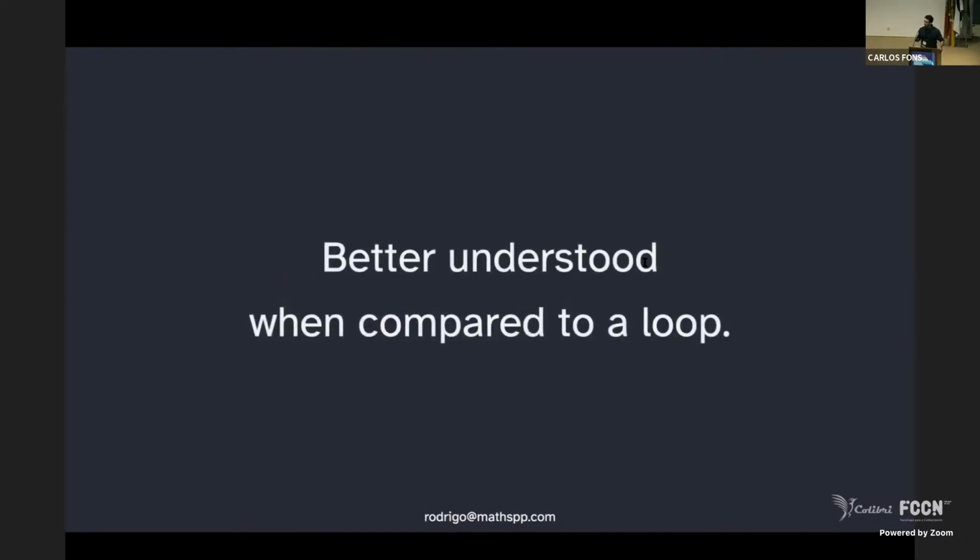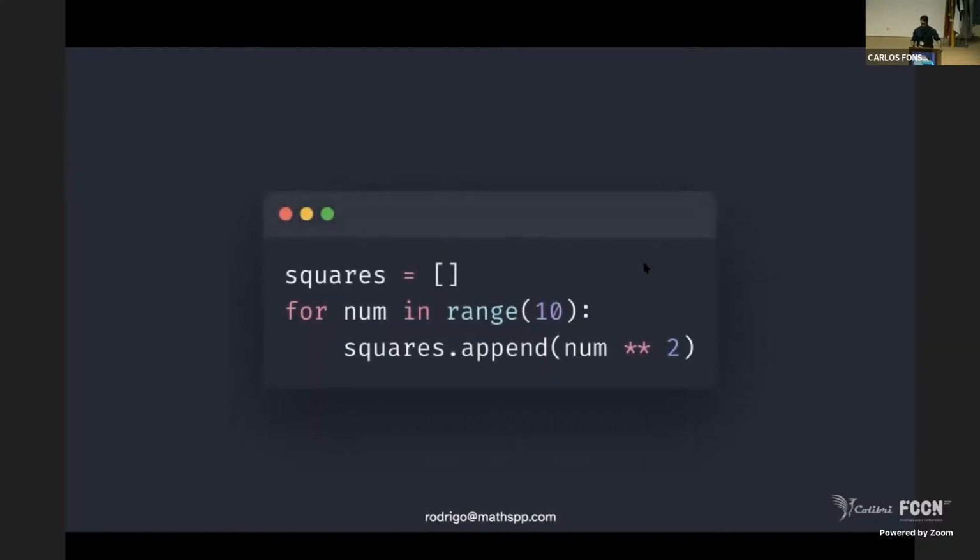So it's easier to understand list comprehensions by comparing them to loops. So let's do that. I have a loop here. Please clap if you understand what's going on. I see people who didn't clap. So that's fair. So let's just make sure we're on the same page.